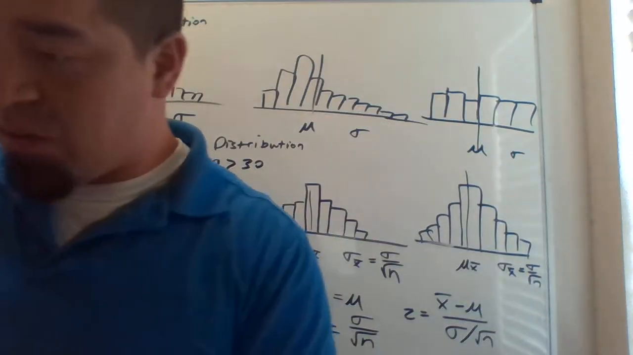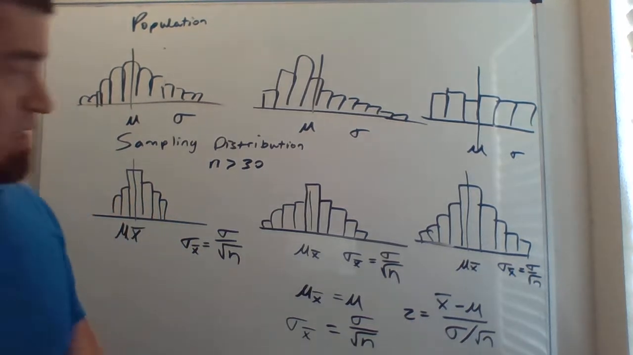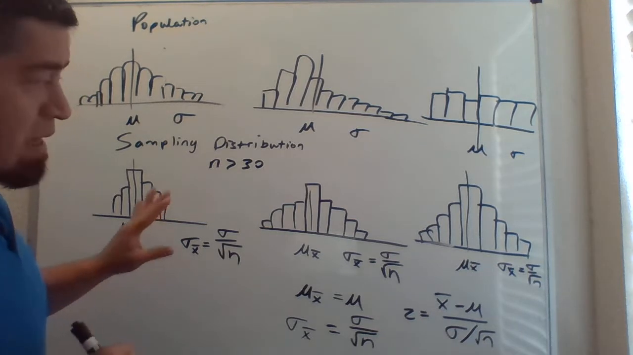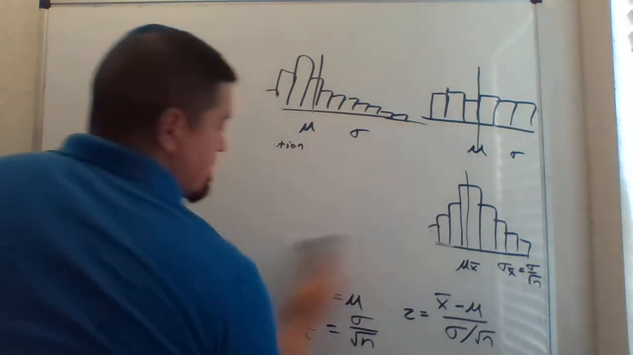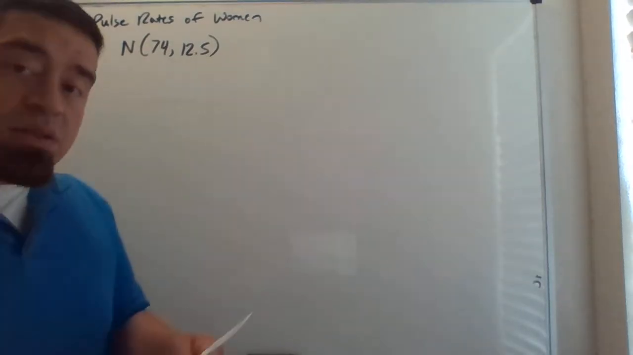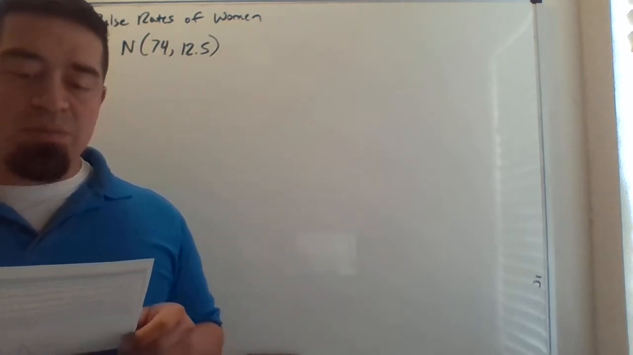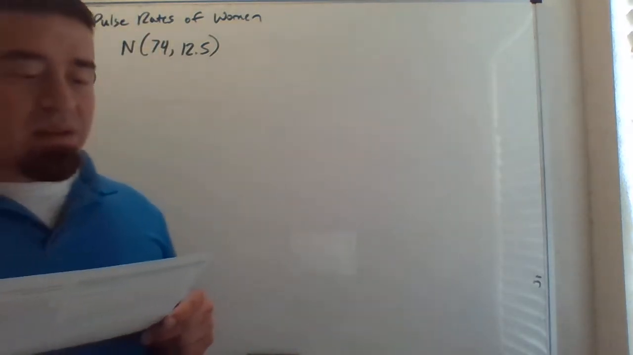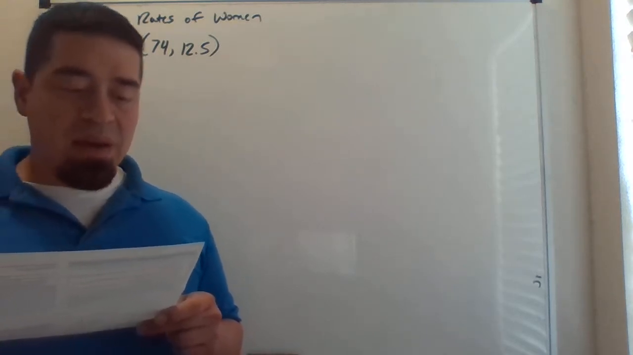Okay, so I'm going to move ahead to the pulse rates of women. So we're actually going to apply some of these ideas and be able to use that to help us answer questions that you're going to see. Okay, so for the first question, it says in the chapter problem, it was noted that women have normally distributed pulse rate with mean of 74 beats per minute and a standard deviation of 12.5 beats per minute. Find the probability that one randomly selected woman has a pulse rate greater than 80 beats per minute.